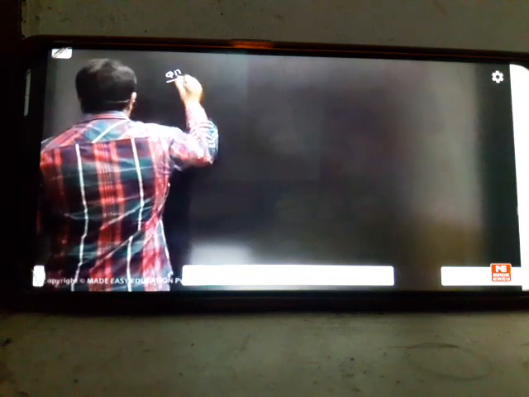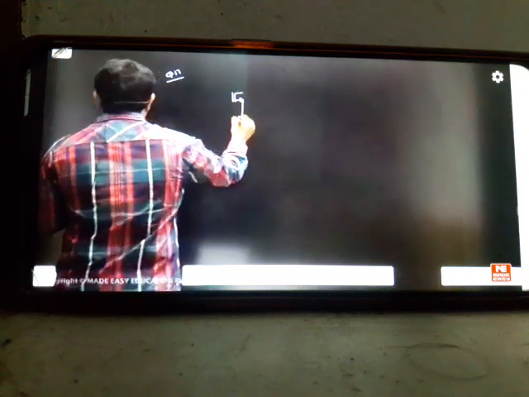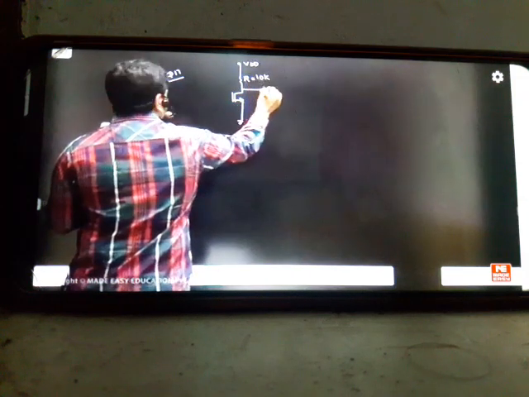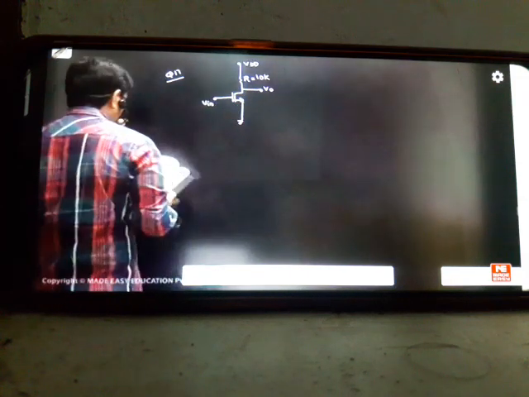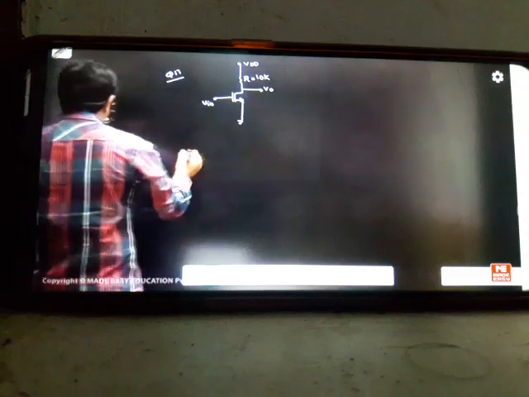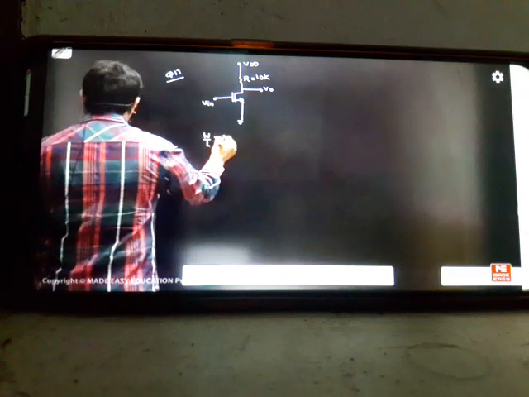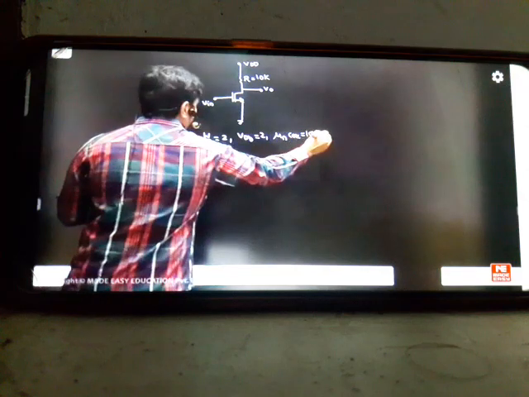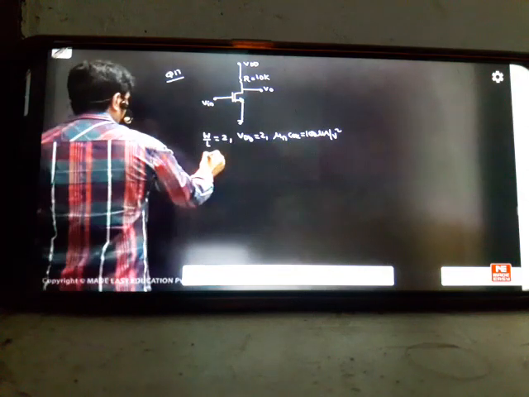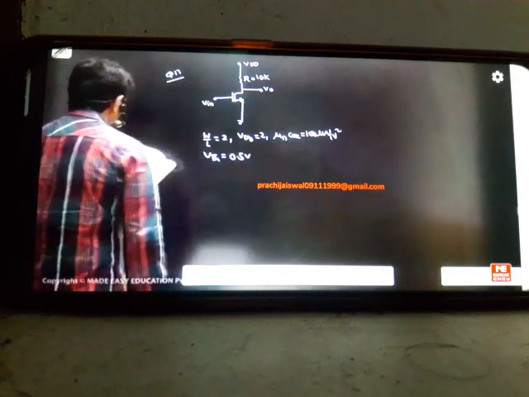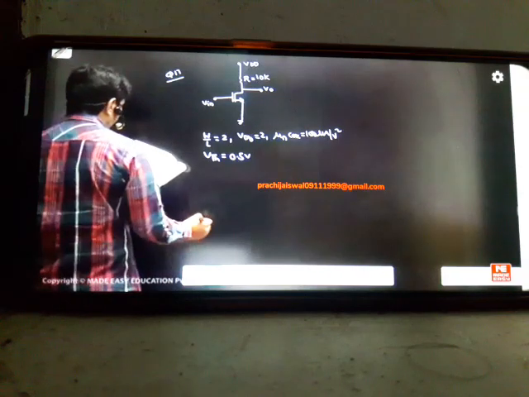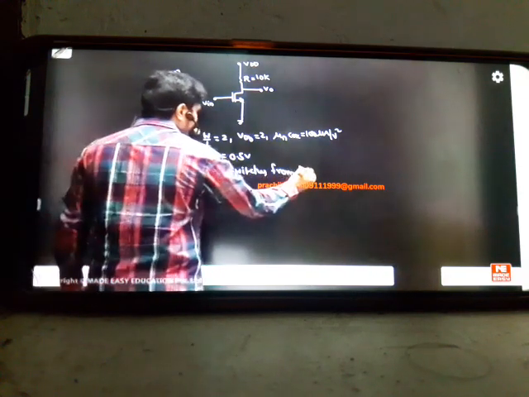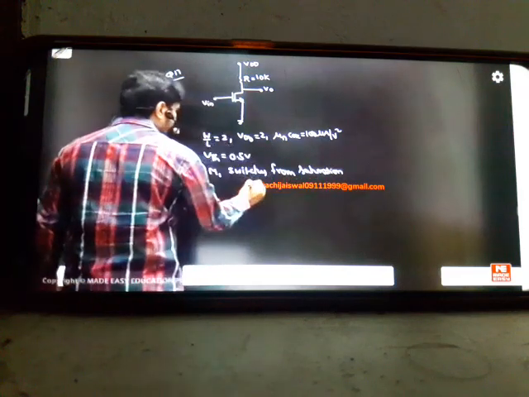Question number 17. This is your MOSFET. VDD. R is equal to 10 kilo ohms. This is your V0 and this is your VIN. This is the circuit we know. Okay. The given data: W by L he has given us as 2. VDD has been given as 2. Mu n Cox he has given us as 100 microamperes per volt square. And the threshold voltage is 0.5. He is asking at what VIN transistor M1 switches from saturation to linear region.